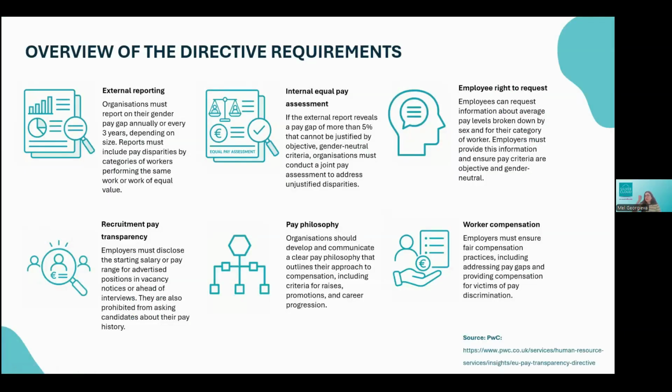So this slide gives a little bit of an overview of what all the new directive requirements are. One of the first ones is external reporting. Organizations must report on their gender pay gap. The requirements around that become a little bit more strict. They have to provide an annual report or every 3 years, depending on their company size. And the report must be very comprehensive and include pay disparities by categories of workers performing the same work or work of equal value. This is a very key thing, because we will talk about that work of equal value and some of the things that Bob has adapted in relation to that.